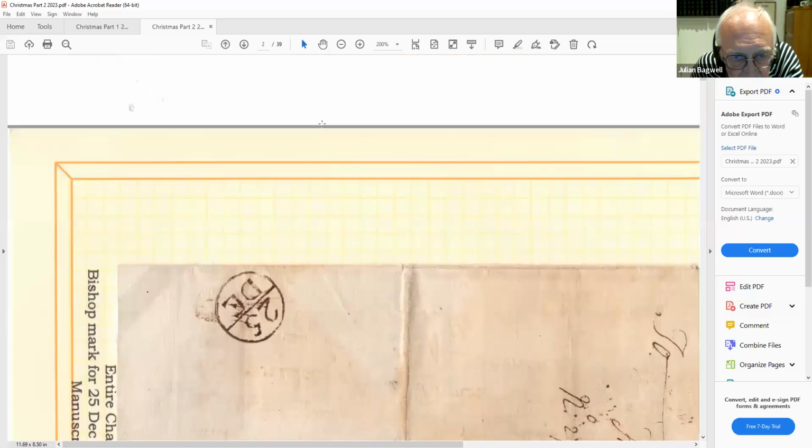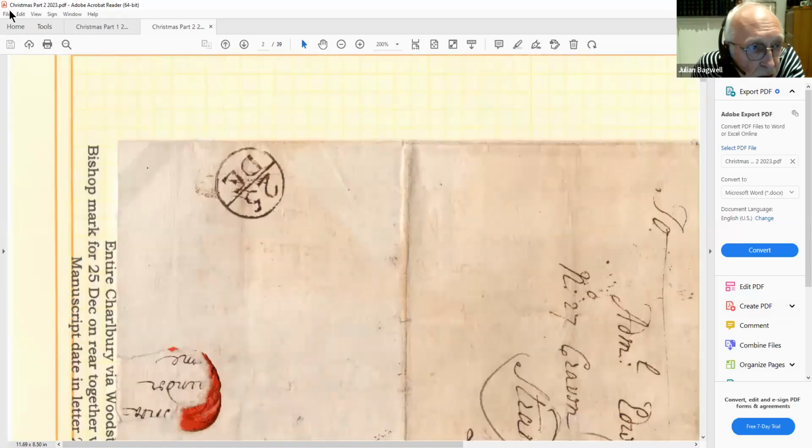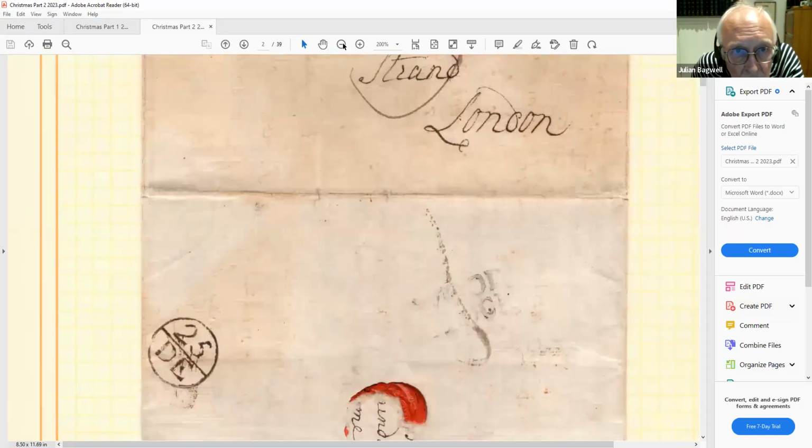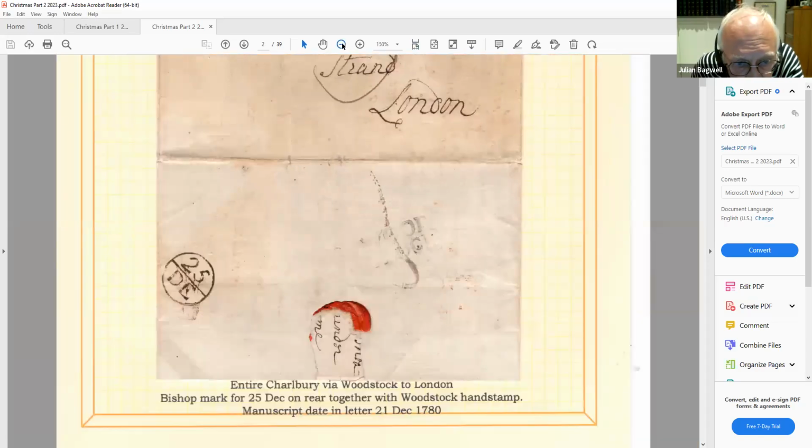If I scroll down, I'll have to, again, go back. Here we are. Now, I'll just reduce the scale again a bit. This is another early item. This was sent in 1780, and you can see another bishop mark here. But if you compare that to the previous mark, now the day is on the top and the month is underneath, but still no year on this mark.